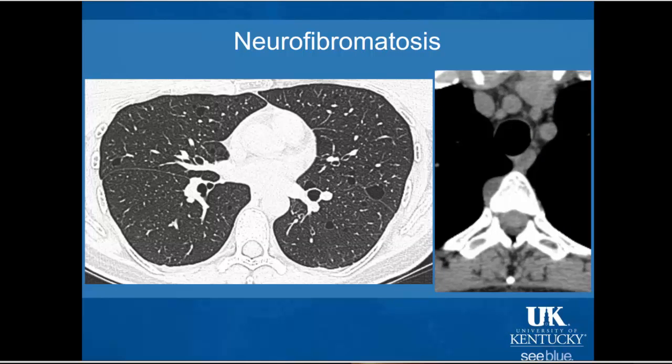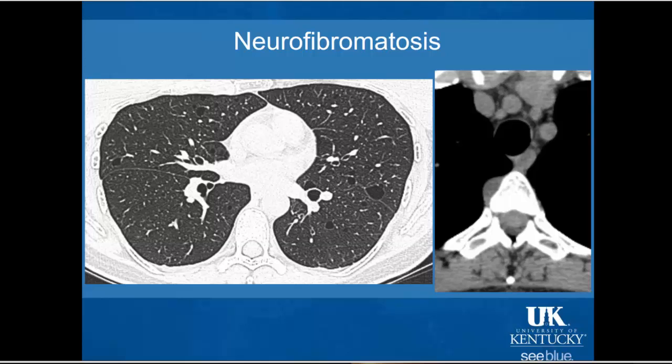So in this case, we see small, discrete, thin-walled cysts. They're slightly lower lung predominant in this particular case, although I'm not showing you the craniocaudal plane. But the key in this particular case was the associated finding of a neurofibroma occurring along the posterior mediastinum near the inner margin of the rib adjacent to the vertebral body.